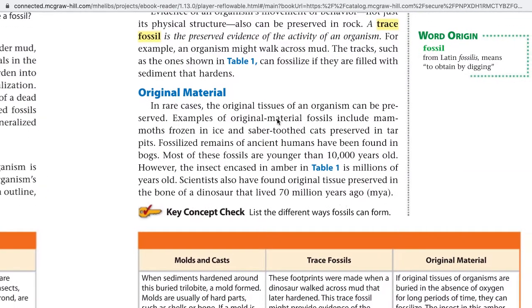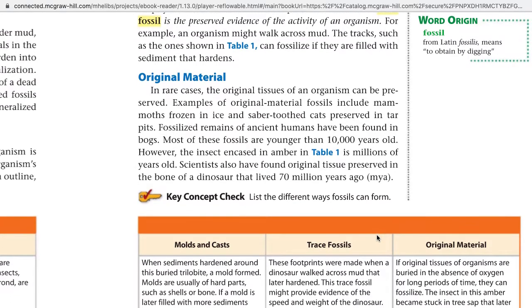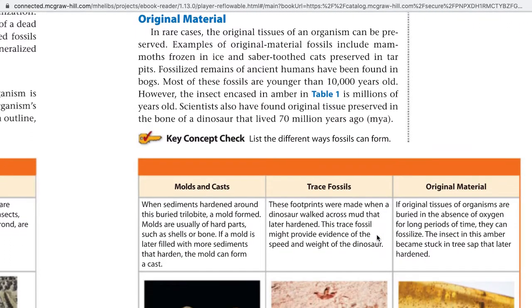All right, and the final fifth fossil, original material. In rare cases, the original tissues of an organism can be preserved. Examples of original material fossils include mammoths frozen in ice, saber-toothed cats preserved in tar pits. Fossilized remains of ancient humans have been found in bogs. Most of these fossils are younger than 10,000 years old. However, the insect encased in amber in Table 1 is millions of years old.